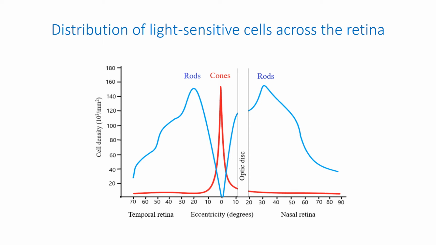Light-sensitive cells are not evenly distributed across the retina. Cones are present at a low density throughout the retina with a sharp peak in the fovea. Rods are present at a high density throughout most of the retina with a sharp decline in the fovea. In the central part of the fovea, the foveola, there are no rods at all.